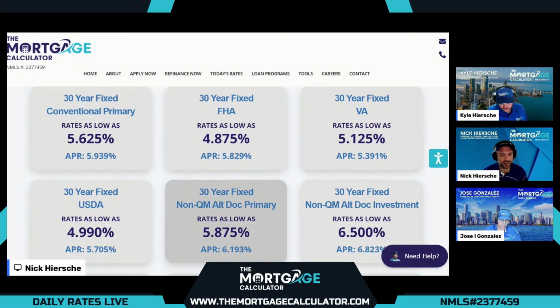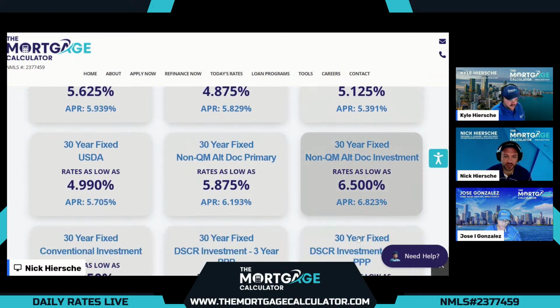Definitely get out there today. And we can use alt docs for investment properties and tons of other options for investments as well. We'll go over. So our non-QM alt doc bank statement option, 6.5 rate. Final APR, 6.82.